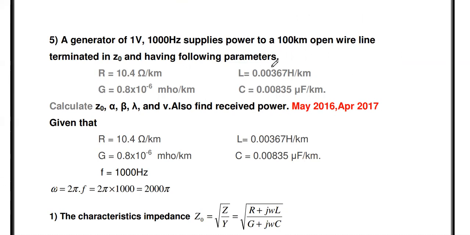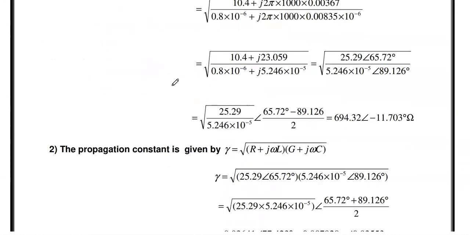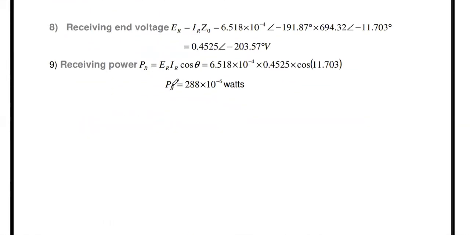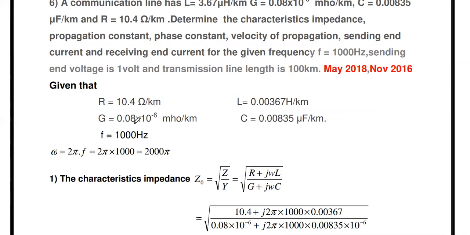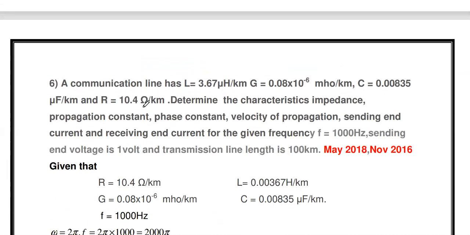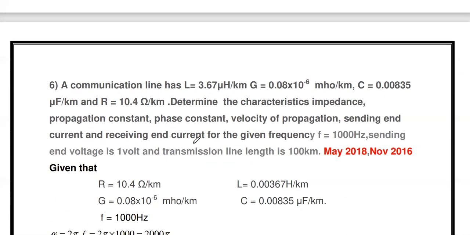The same question was asked in two years, May 2016 and 2017. Similar to this, it has the same data except the conductance. Here the conductance G is 0.8 into 10 to the power minus 6. In two more questions, G is equal to 0.08 into 10 to the power minus 6, and the remaining three data are the same. In the previous problem G is 0.8 into 10 to the power minus 6; here G is 0.08 into 10 to the power minus 6. This type of question was also asked in May 2018 and November 2016.